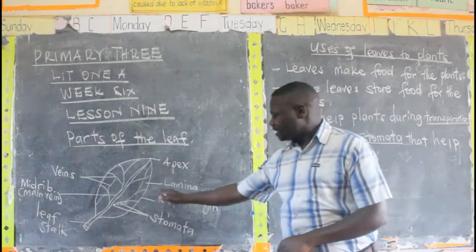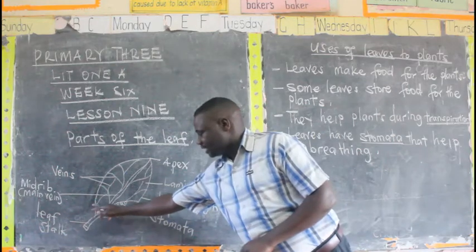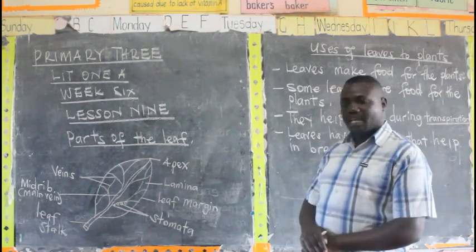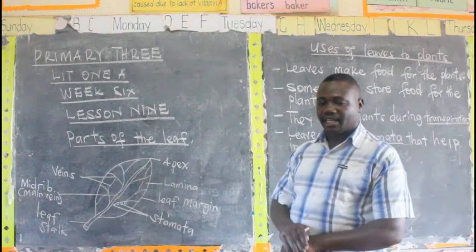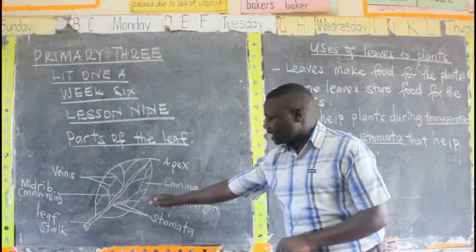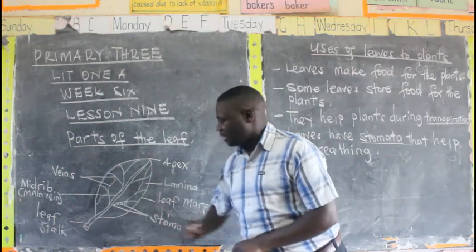Then we have this outer part, this surface here which appears out. We call it leaf margin. Repeat after me. Good. It is a leaf margin. Not only this side, but even this side. The outer part, we call it leaf margin.